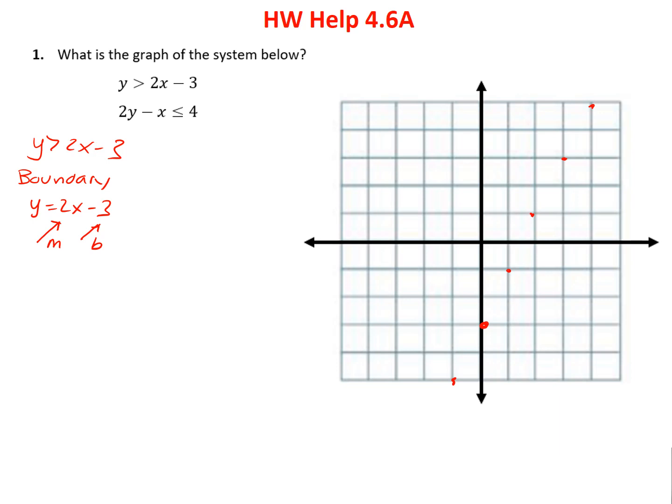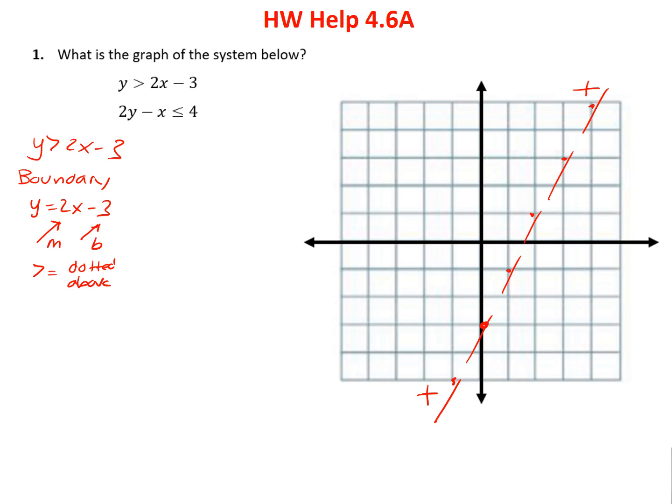Now we notice that it's a greater than, so that implies a dotted line, and we're going to shade above. So I mark my line dotted here. What I'm going to do, a little technique we learned from Mr. McClendon, is since we're shading above, I'm going to put a plus on that side and a plus on that side, telling me I want to shade everything above.